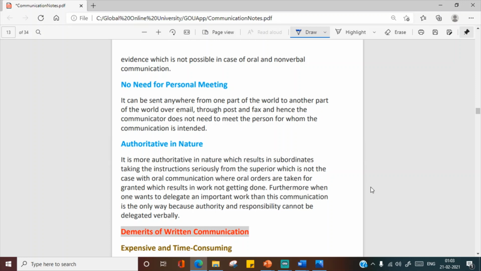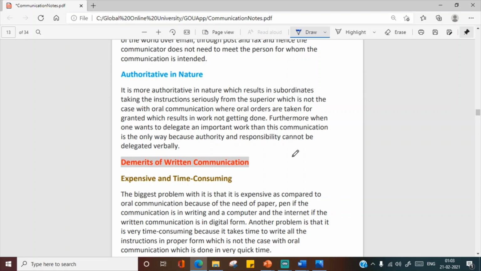Authoritative in nature. Written communication is definitely authoritative, which results in subordinates taking instructions seriously. Obviously, when you see something written, for instance, your senior is saying this has to be done by tomorrow, you take it more seriously than when the other person is speaking it, because if they have written it, it becomes a proof, and if you don't do it, the seniors can take action towards you.